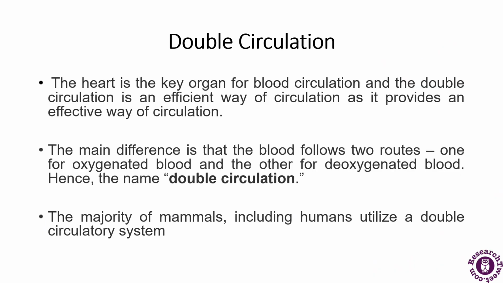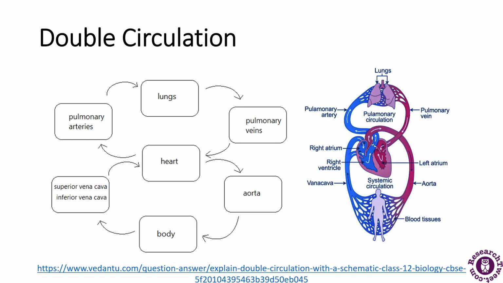The majority of mammals, including humans, utilize a double circulatory system. I have already discussed what double circulation is. This is the diagrammatic representation of how the double circulation takes place. First we will discuss this part and then we will discuss this part.